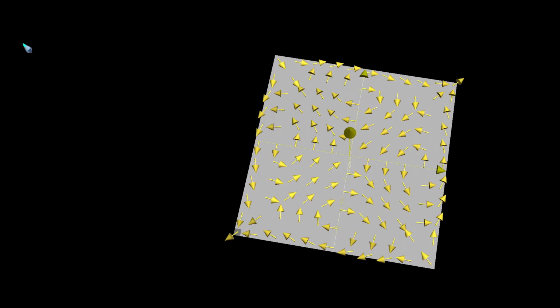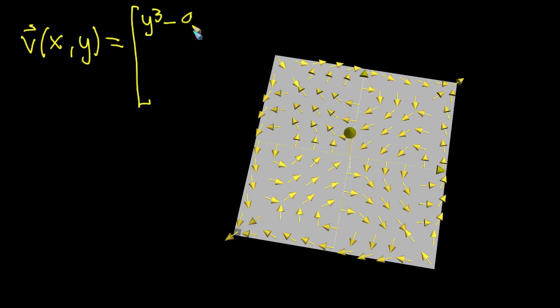In two dimensions, this is a function of x and y, so it's a vector field function of x and y, and its components are: the first component is y cubed minus 9y, and then the next one is x cubed minus 9x.